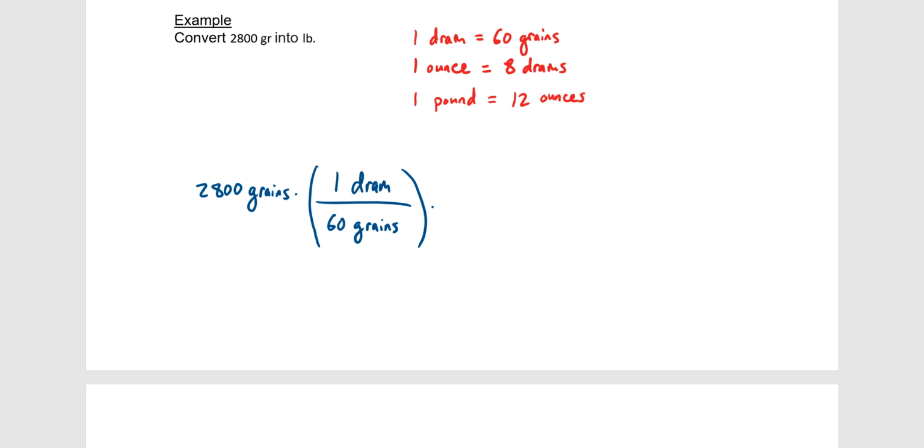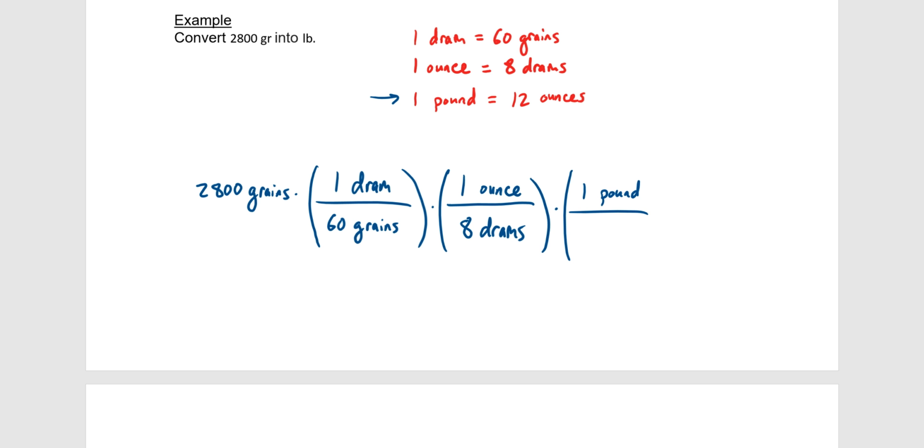So that'll end up canceling the grains. Next one, we need to go from drams to ounces, which is the second one here. So it's going to be 1 ounce divided by 8 drams. So this will cancel the drams. And then it's going to be times the last one, which will give us our pounds. It's going to be 1 pound divided by 12 ounces. So taking a look at this as a whole, we'll see that the grains are going to cancel. And then we see that the drams will cancel, and that the ounces will cancel, and we'll be left with pounds.